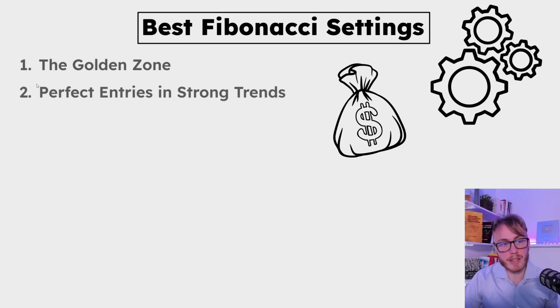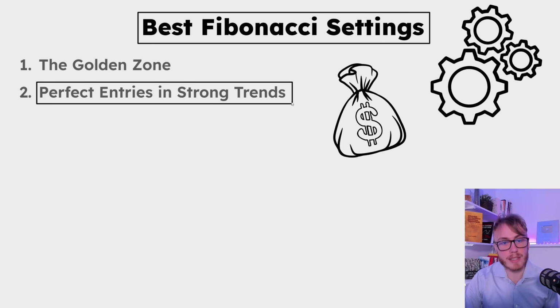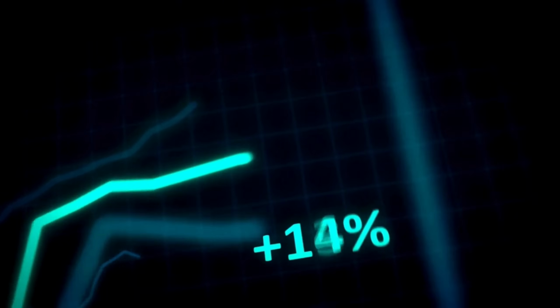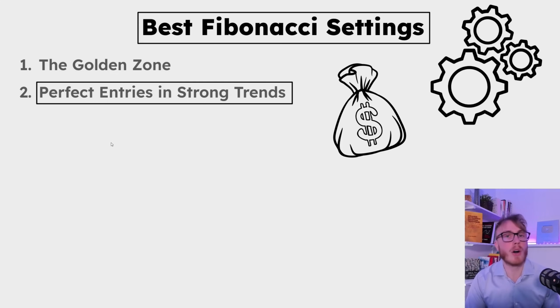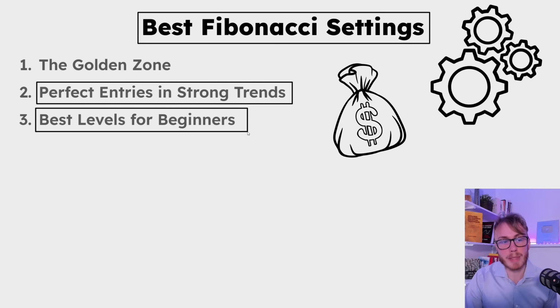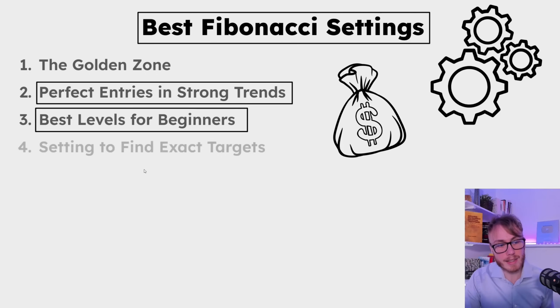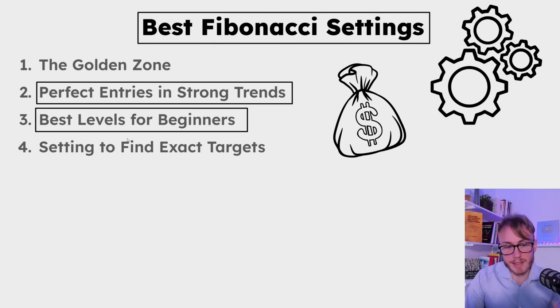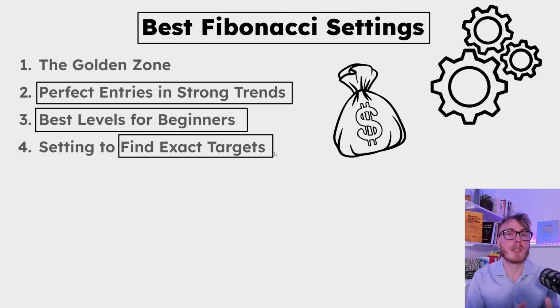The next setting I want to take a look at is a setting to get perfect entries in strong trends. This setting is better when we are in a strong trend compared to if we are in a weaker trend, or if we are in no trend at all. You shouldn't even use that setting then, but this one can be great in strong trends. The next setting I want to take a look at is the setting that I find is the best for beginners, so here I will take a look at the best Fibonacci levels for beginners. And last but not least, I will take a look at a setting to find exact target levels.